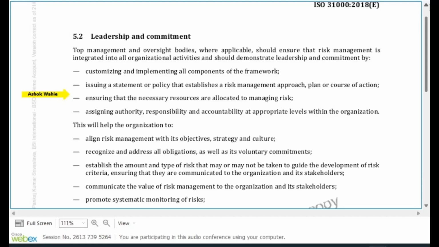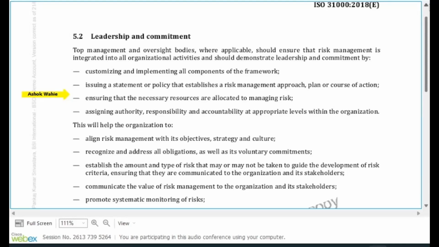Then, fourth, they will assign authority, responsibility, and accountability at appropriate levels. So, what is the role, responsibility, authority, and accountability at the strategic level, at the tactical level, at the operational level? What is the role and responsibility of the board of directors? Of the CXOs? Of the CRO? Of the vertical heads? Of all employees? So, various roles at various levels, and what is their responsibility, authority, and accountability?